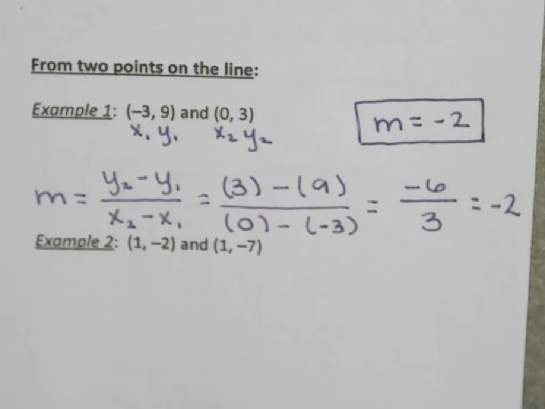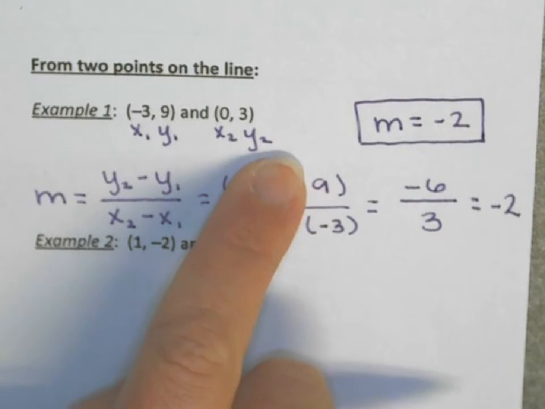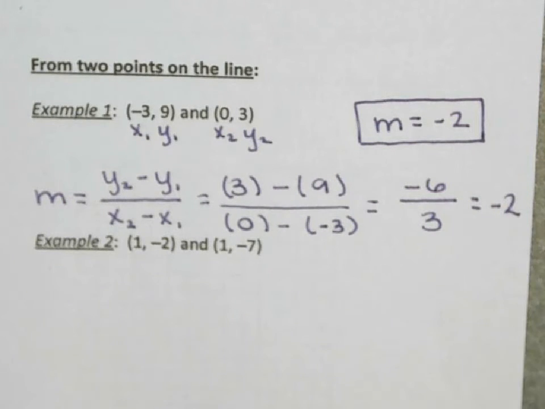Let's see. If I would have labeled this one point as point 2 and this as point 1, that's okay. The only difference is I would have gotten 6 over negative 3, but I would have still gotten negative 2. So if you put it in the other order, the negative sign would be in a different place, but you'll still end up with the same answer.